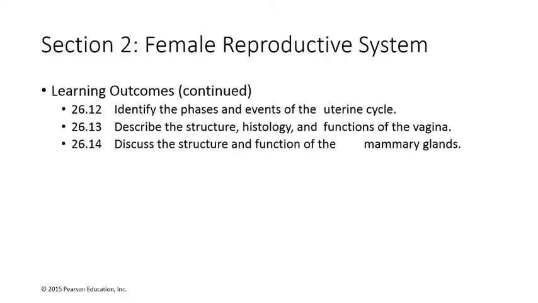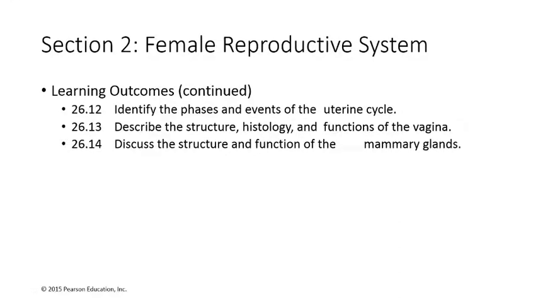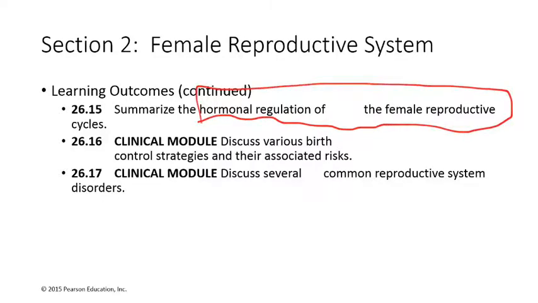and then we'll move on and review the histology of the fallopian tubes, the uterine tubes. We'll go through the phases of the uterine cycle, as well as discuss the mammary glands, and then we'll finish up with the hormonal regulation of the female reproductive system. And honestly, this is the area that is probably going to be least familiar to you as we go through some of the hormonal regulation. And then we'll talk about just a couple of clinical disorders that are associated with the system.